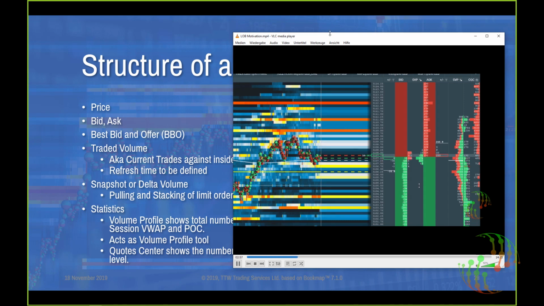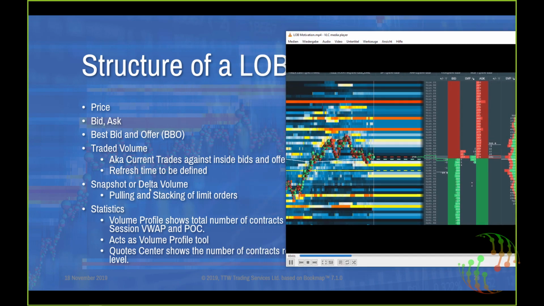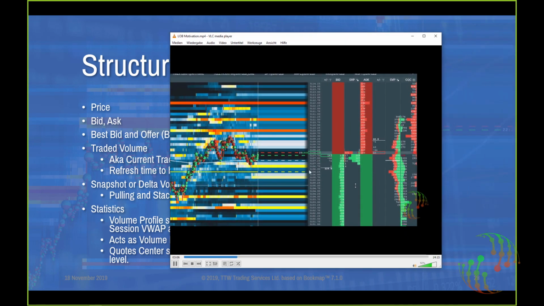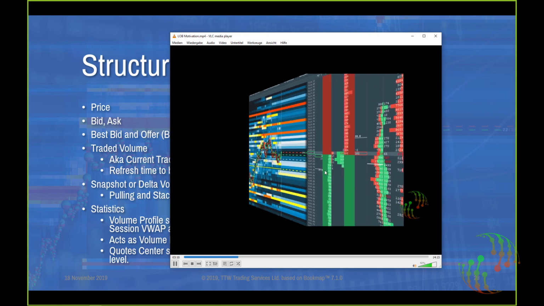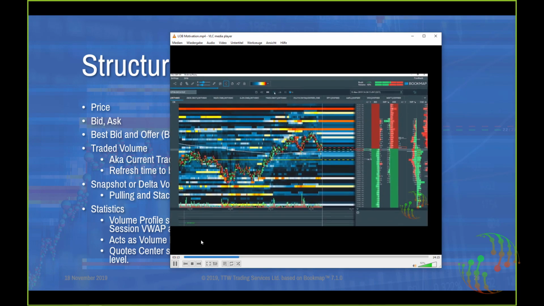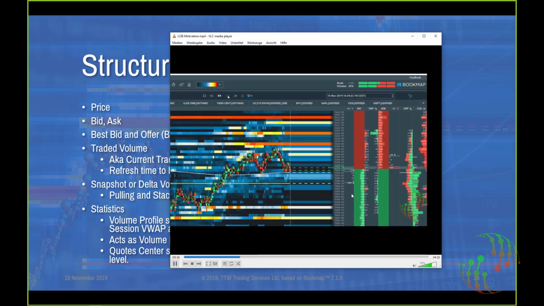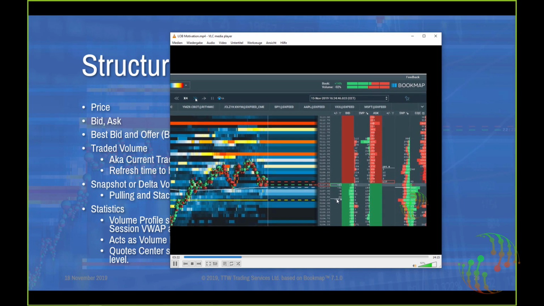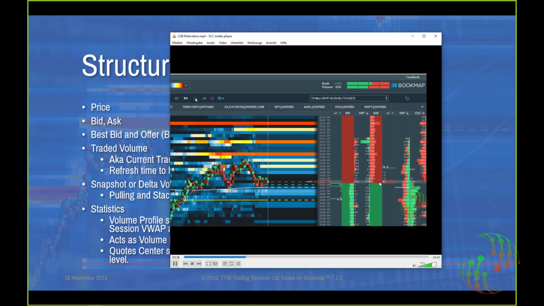We have also the snapshot. Look here. We're talking about snapshot or delta volume, pulling and stacking of limit orders. That's both columns here. This indicates pulling and stacking, and as you can see, I've pointed it out several times, but we will go in depth. You see how they are pulling, how they are pressing the price up at this specific moment here, and how the sellers are pressing the price down, how they're selling everything into the market, how they are stacking the asks on this side.